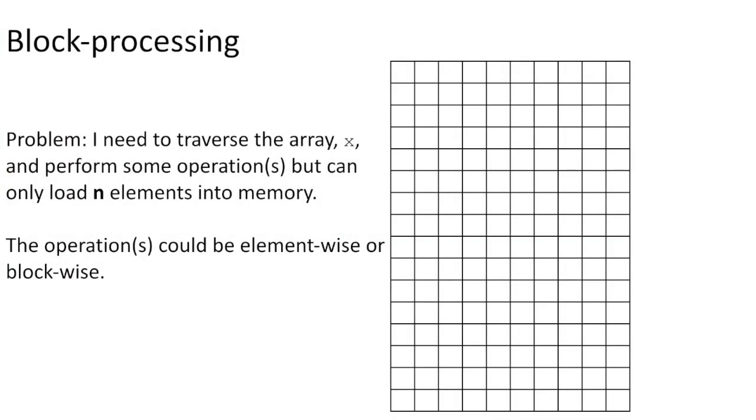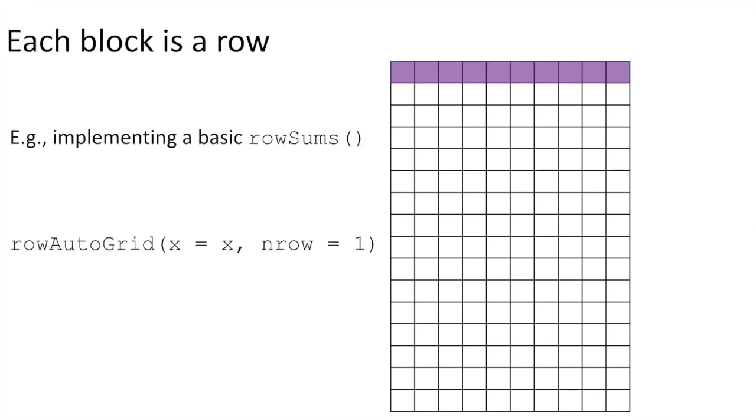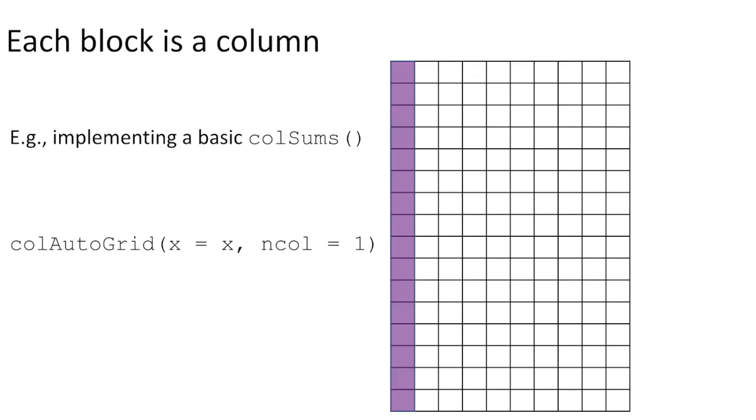We now turn to another fundamental concept of the DelayedArray framework, block processing. Block processing addresses the problem of if you have a large array and want to perform some operations on it, but can only load a subset of the data into memory. These operations could be element-wise or block-wise. As an example, suppose we wanted to compute the row sums of this matrix. One way of doing this would be to load each row of data into memory as a block, compute its sum, and then load the next row of data into memory and continue.